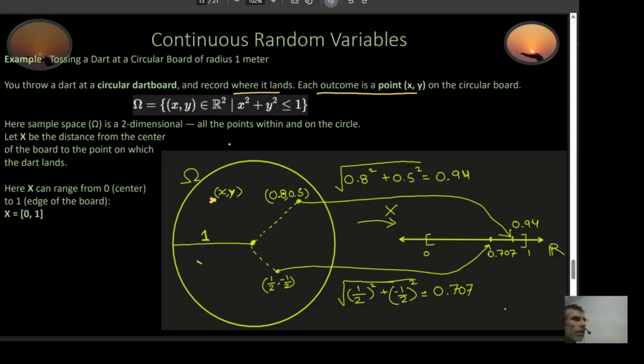I can represent my outcome using this expression. This is my sample space. What this is saying is that (x, y) belong to R^2.